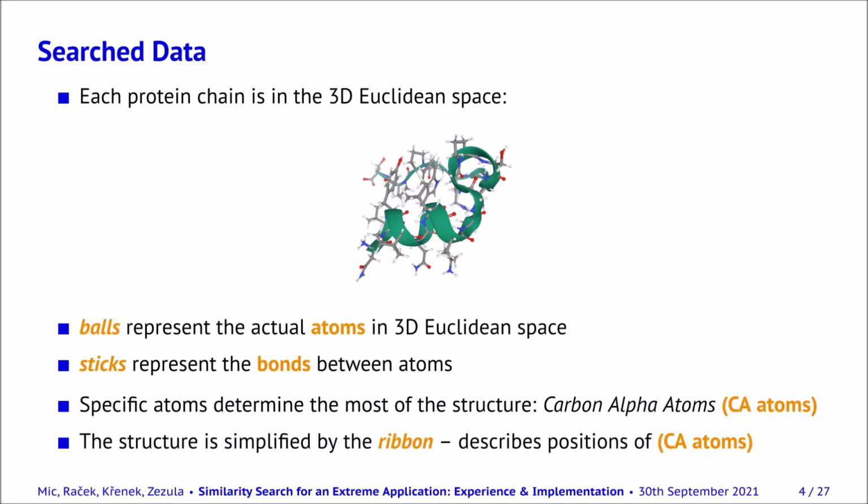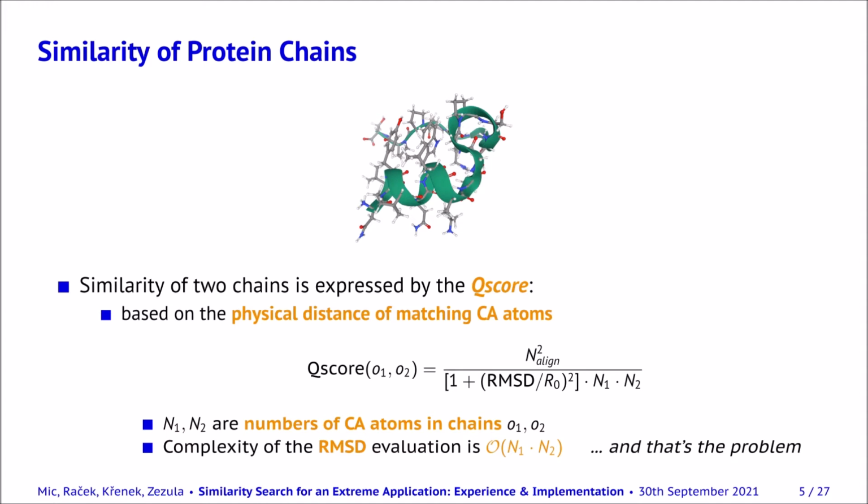The structure of protein chains is quite complicated. Luckily, it can be simplified. There are so-called carbon alpha atoms, and their positions basically determine the coordinates of all other atoms within the protein chain. These carbon alpha atoms are often visualized as the ribbon, here in the green color. The similarity of protein chains thus can be expressed as the similarity of positions of their carbon alpha atoms.